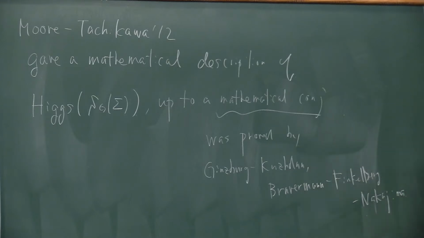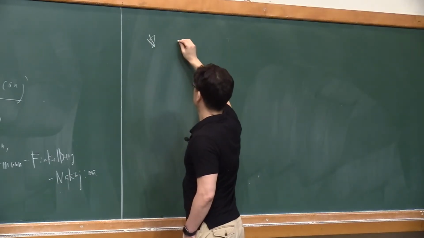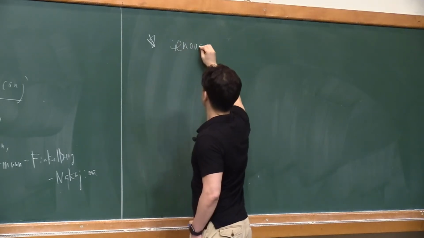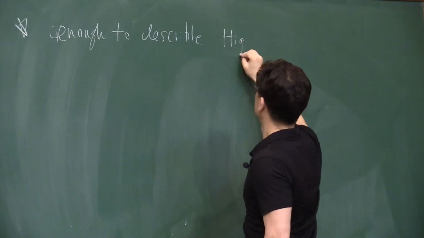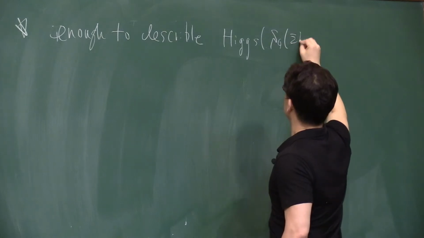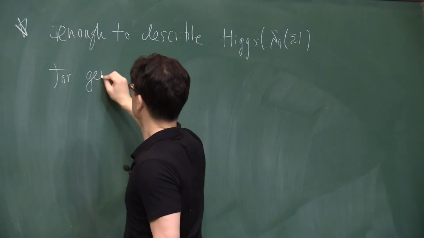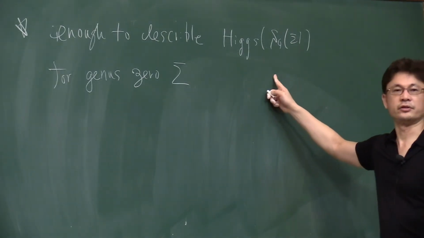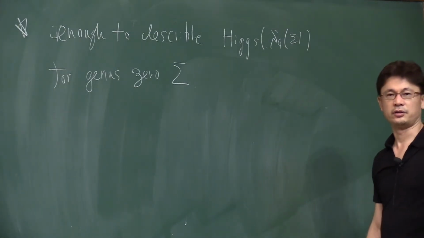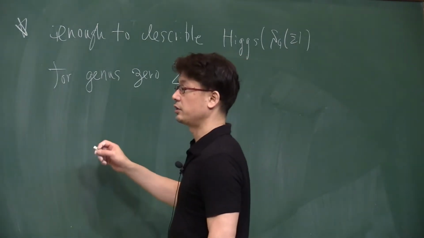So you have a nice mathematical definition of Higgs branches for class S theory. So let me describe these Higgs branches. One of the statements of Moore-Tachikawa was it's enough to describe or determine the Higgs branch for genus 0 Riemann surfaces. If you know Higgs branches for genus 0 surfaces, you can glue them to get Higgs branches for higher genus. So I just explained the genus 0 case.